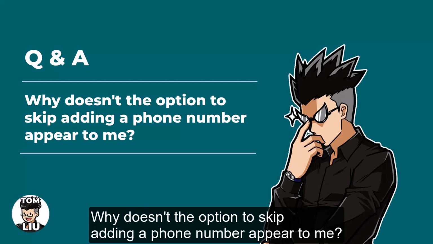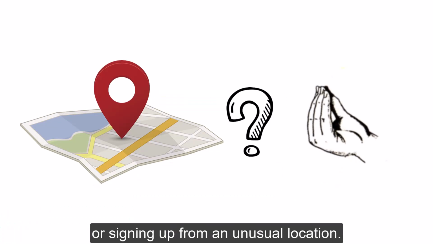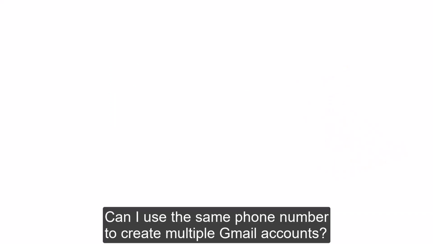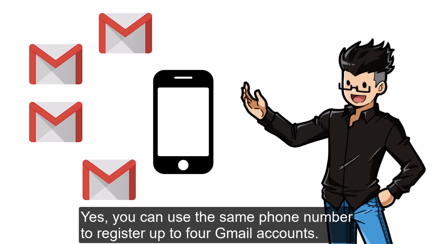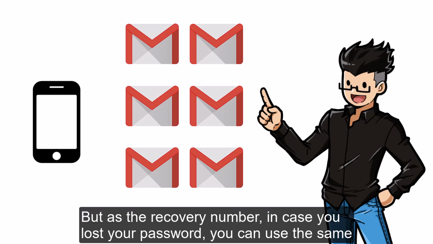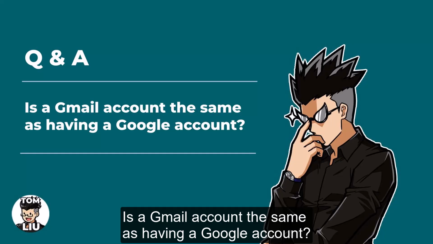Why doesn't the option to skip adding a phone number appear to me? This can happen if you're creating multiple accounts using a VPN or signing up from an unusual location. Can I use the same phone number to create multiple Gmail accounts? Yes, you can use the same phone number to register up to 4 Gmail accounts. But as the recovery number in case you lost your password, you can use the same one for more than 4 Gmail accounts.